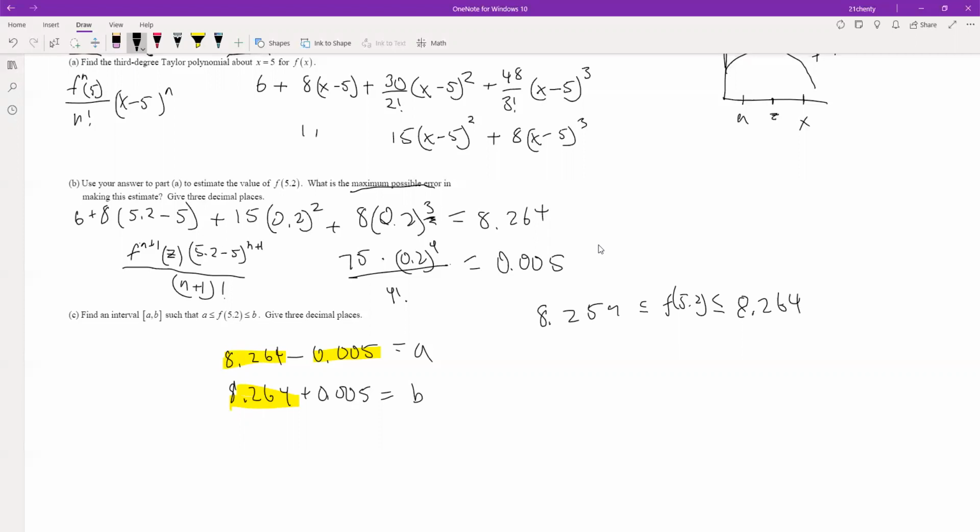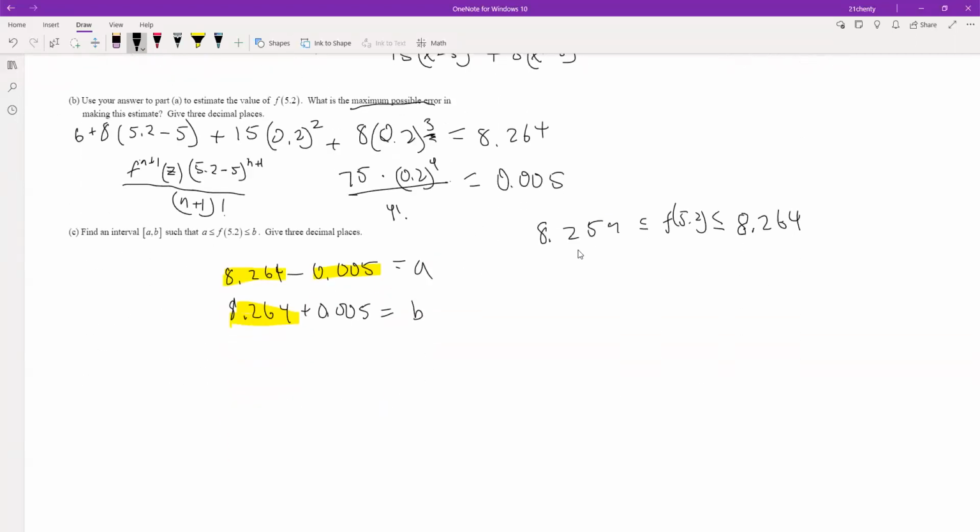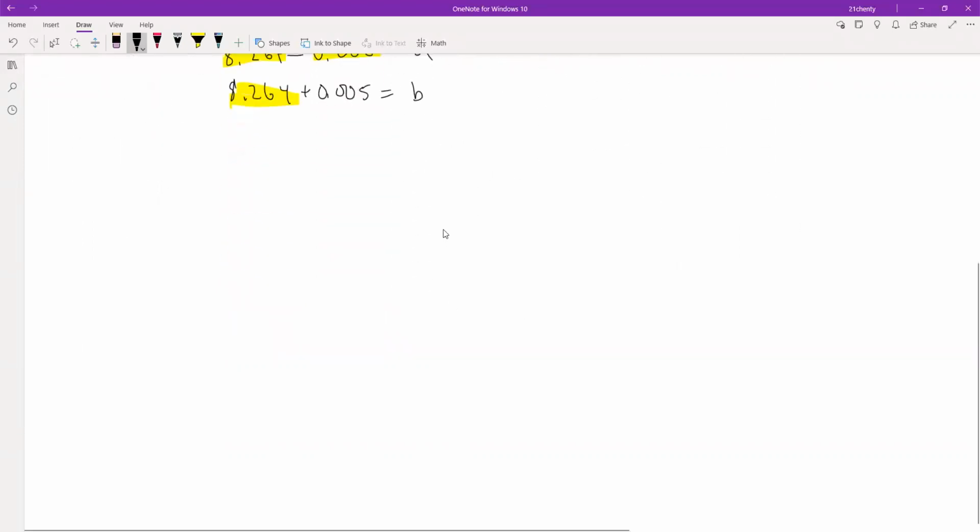8.264. There we go. And then I don't have it written, but part D just asks, could f of 5.2 equal 8.254? And 8.254 we can see is less than this, which means that no, it could not fall in the interval. Or it cannot equal that because it does not fall in the interval. So that's number 3. Now let me pull up number 4.